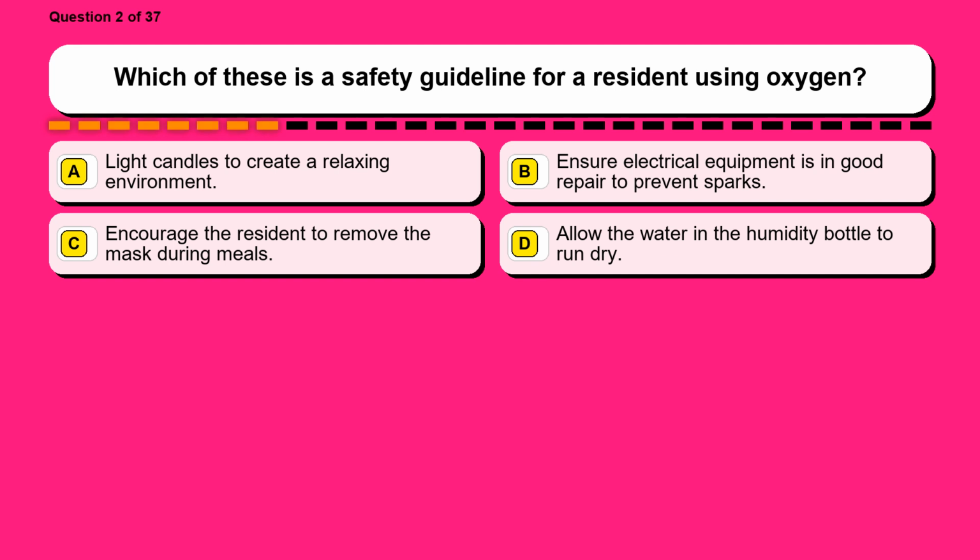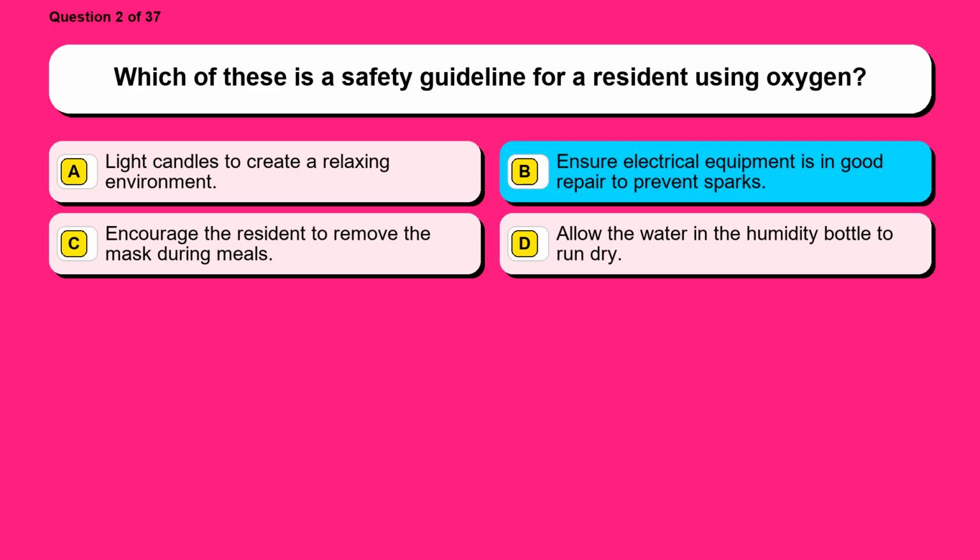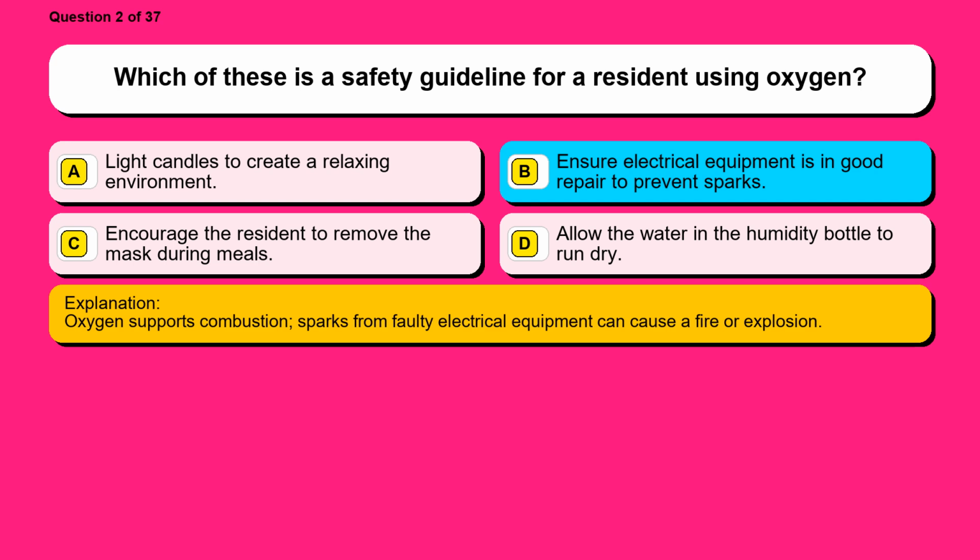Question 2. Which of these is a safety guideline for a resident using oxygen? Option A. Light candles to create a relaxing environment. Option B. Ensure electrical equipment is in good repair to prevent sparks. Option C. Encourage the resident to remove the mask during meals. Option D. Allow the water in the humidity bottle to run dry. The correct answer is option B. Ensure electrical equipment is in good repair to prevent sparks. Oxygen supports combustion. Sparks from faulty electrical equipment can cause a fire or explosion.